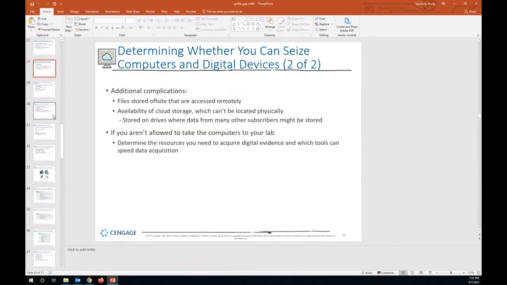Some additional complications you may run into are files stored off-site that are remotely accessed. Also, the availability of cloud storage. This is something that can't be located physically, and it's stored on drives where many other subscribers' data may be stored as well. Now, if you're not allowed to take the computers to your lab, you must determine the resources you need to acquire that digital evidence and what tools can speed data acquisitions.